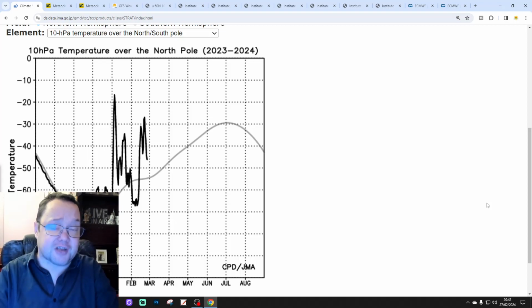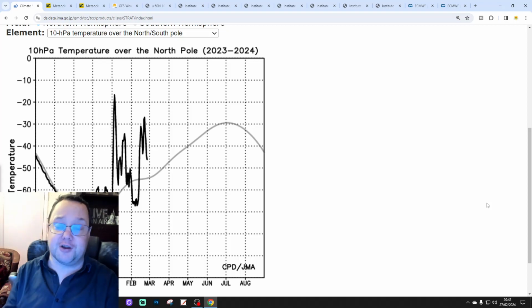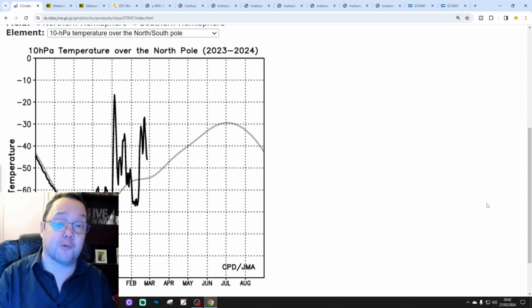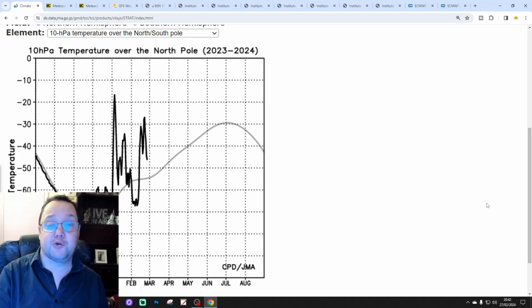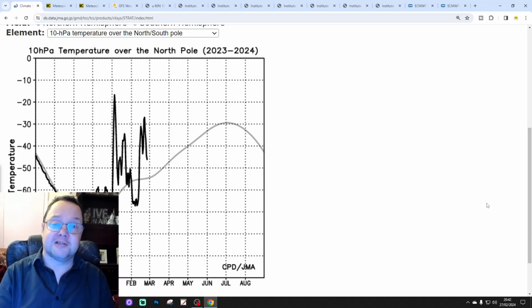But let's not get ahead of ourselves, because we've still got a couple more Strat Watches, including this one, to do. And I'll be updating you with everything stratosphere-wise, what's going on in terms of the temperature at 10 HPA over the North Pole. And we'll look at forecast data as well. So sit back, relax, enjoy, and I shall talk you through episode 16 of Strat Watch in a moment.